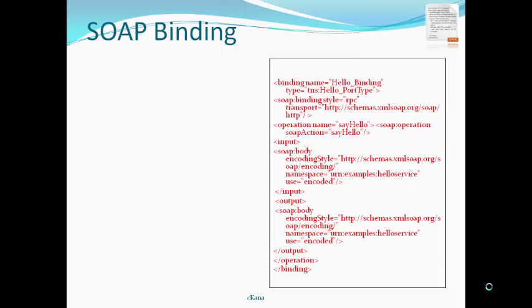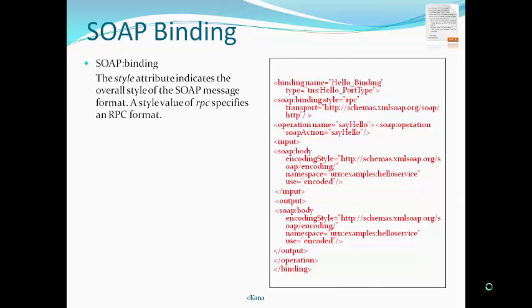Here's an example of how SOAP binding is used. The soap:binding element indicates that the binding will be made available via SOAP. The style attribute indicates the overall style of the SOAP message format. The style value of RPC specifies an RPC format. The transport attribute indicates the transport of the SOAP messages.